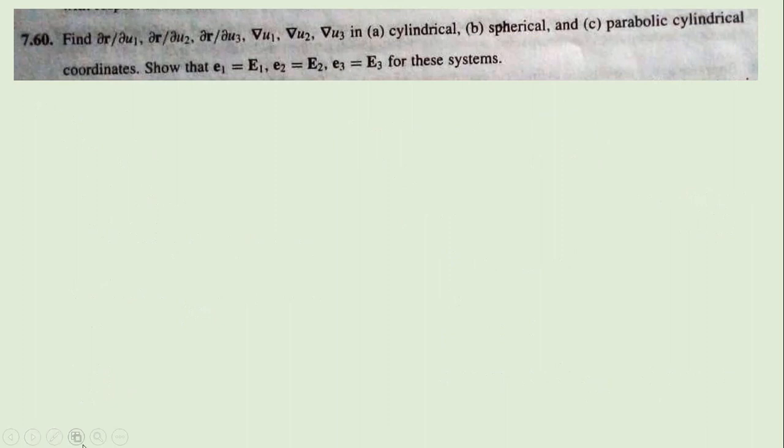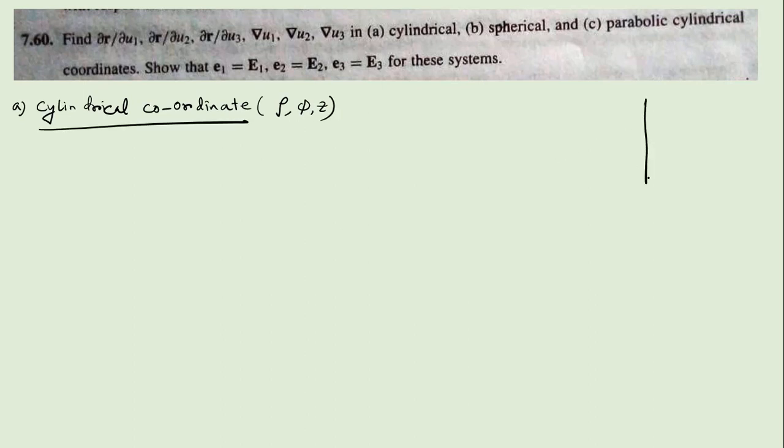Look at the next question, 7.60, which says to find del r vector by del u1, del r vector by del u2, and del r vector by del u3 for this coordinate system. At first look at the cylindrical coordinate system. Cylindrical coordinates mean rho, phi and z, right? Rho, phi, z. You remember that in the coordinate system x, y and z, this is rho, the angle formed with the x axis is phi, and this distance is z.